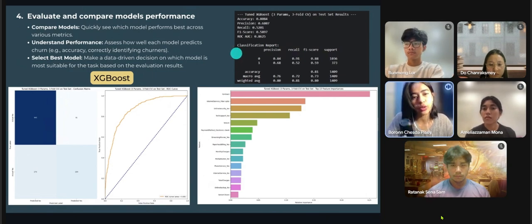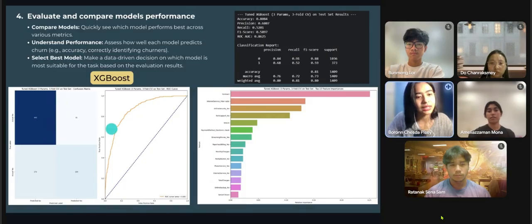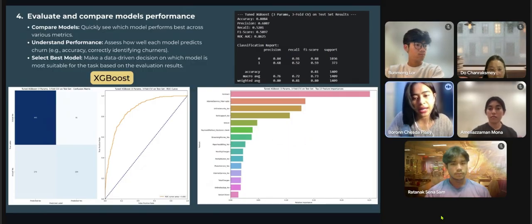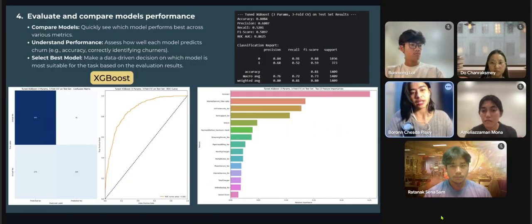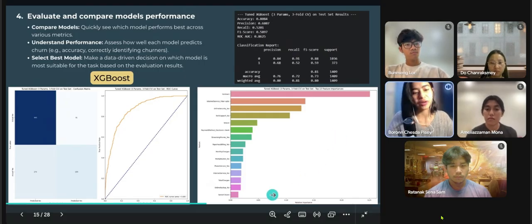The confusion matrix shows 945 true negatives and 194 true positives, but 179 false negatives, indicating a tendency to miss positive cases. The classification report reveals higher precision and recall for the negative class compared to the positive class. The feature importance plot identifies contract as the top predictor, followed by internet service fiber optic and online service number, while senior citizen has minimal impact, less than 0.05.